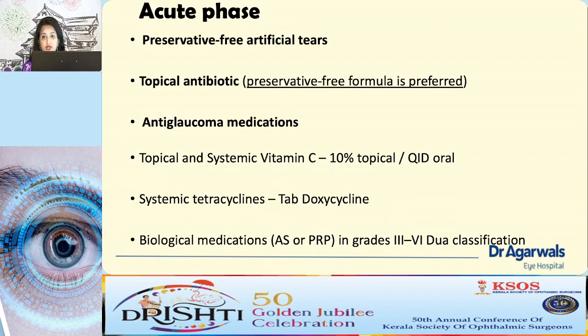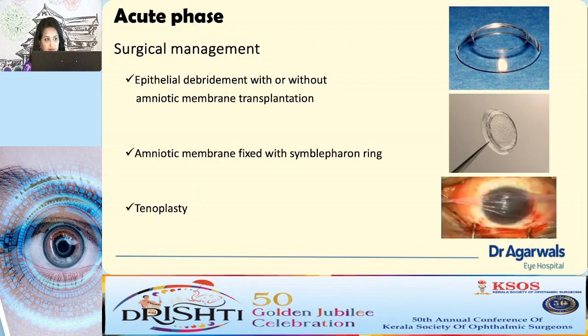And this can be supplemented with systemic tetracycline like tablet doxycycline, which is given BD for 15 to 20 days. If you have the provision of arranging autologous serum or platelet-rich plasma, in such cases it can be used for grade 4 and above chemical injuries.